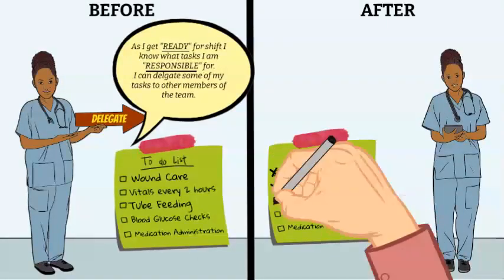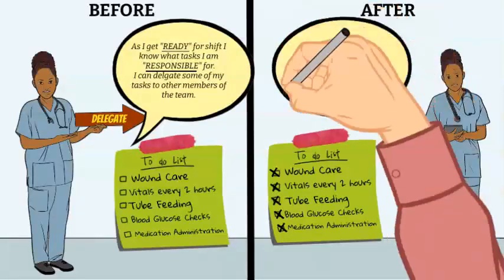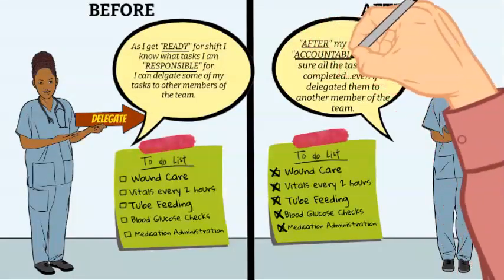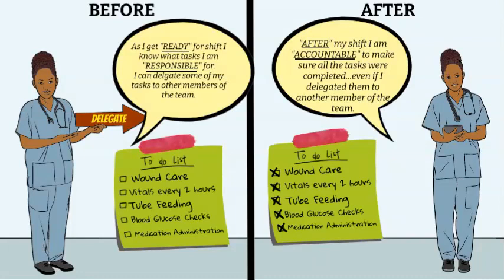After your shift, you are accountable to make sure all of the tasks you were responsible for have been completed. Not only that, but you need to be sure that they have been completed on time, correctly, and what the patient outcome was. Accountability is the same as ownership. You own those tasks and their outcomes. So at the end of your shift, you know your patients were cared for properly. So think after equals accountable.